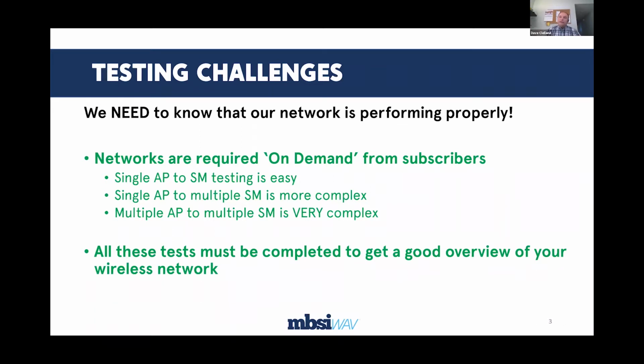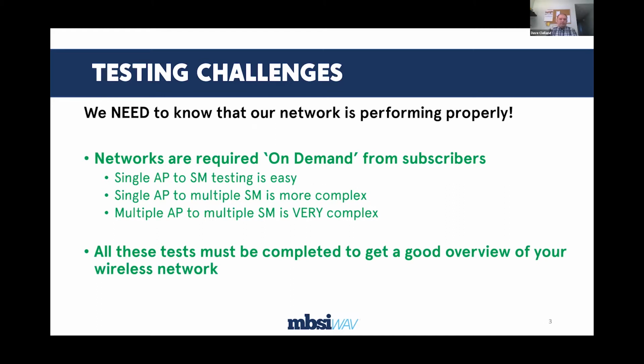When we're building the network and we're doing acceptance on the network, testing from a single AP to a single subscriber module is very easy. Right, we've got essentially a point-to-point. So all we're doing is we're going to have some sort of laptop or some other device at the subscriber module that's going to test to some device that's on the data side of the access point, and we're going to run it, and boom, we'll see how good our RF link is. We'll see some characteristics of the RF environment.